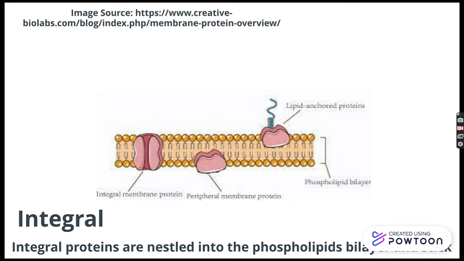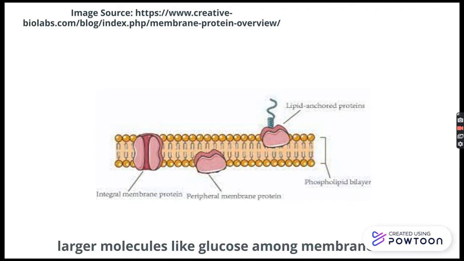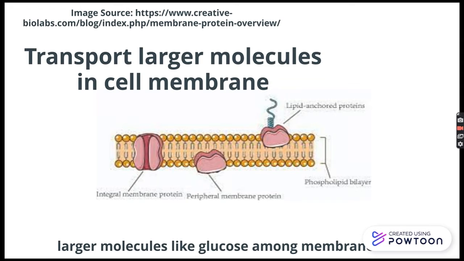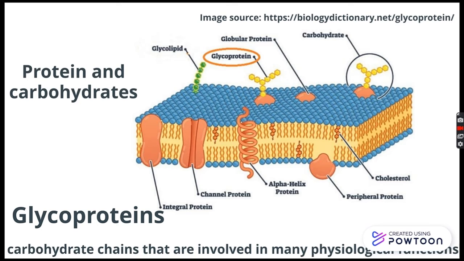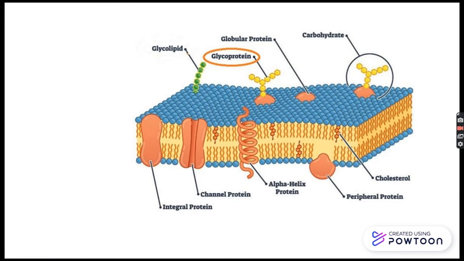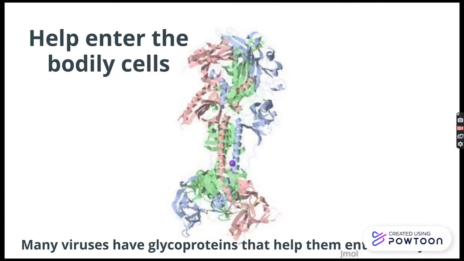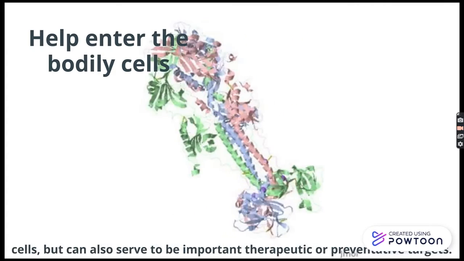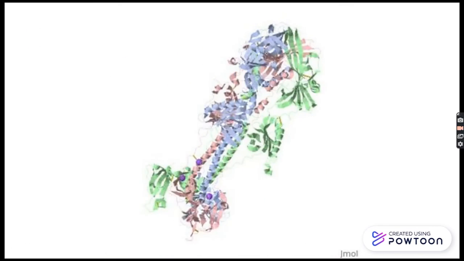Integral proteins are nestled into the phospholipid bilayer and stick out on either end. Integral proteins are helpful for transporting larger molecules like glucose across the cell membrane, while glycoproteins are molecules that comprise protein and carbohydrate chains that are involved in many physiological functions, including immunity. Many viruses have glycoproteins that help them enter bodily cells, but they can also serve as important therapeutic or preventive targets.